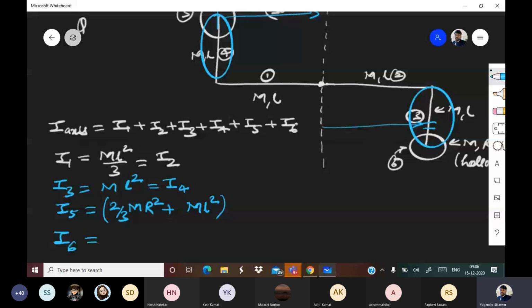I6 is equal to, this is a solid sphere, no, this is hollow. Anyways, let me write it as 2 by 5 because that solid sphere was solid. So this one will be 2 by 3 mr square because this is hollow, plus ml square. If you notice, we have talked about I1, I2, I3, I4, I5, I6.